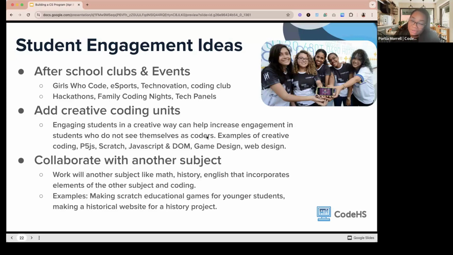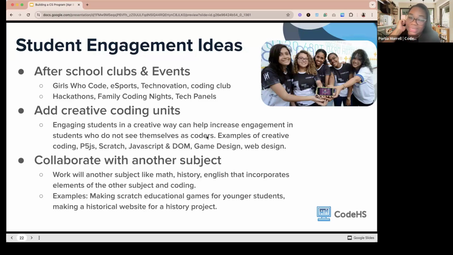You can add creative coding units. I'm a big fan of creative coding. This is how I've engaged a lot of students who didn't really see themselves as computer scientists or coders. Some of those ideas are using P5.js, using Scratch, or anything dealing with block-based coding. We've used micro:bits as well. I like JavaScript and DOM, and what I mean by DOM is adding pop-up boxes and buttons, something that they can visually see.